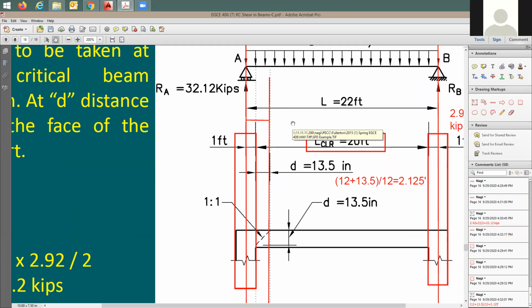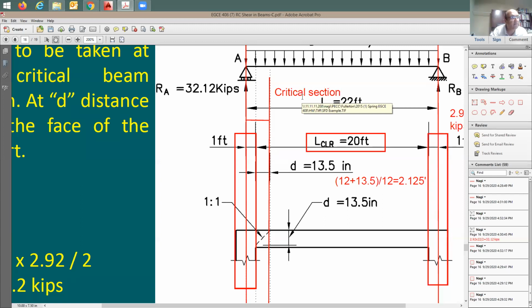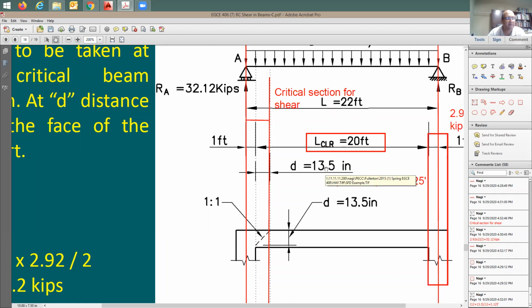Is that from the center to the effective depth? The center to the critical section. So what do you call this? We're going to call this the critical section of shear. And that's the 13.5 inches? Critical section of shear. It's going to be a d distance away from the face of support. Here's the support. Let me put this aside. This is going to be the face of the support, right? You go d distance away from it. So from here to there is going to be 13.5.